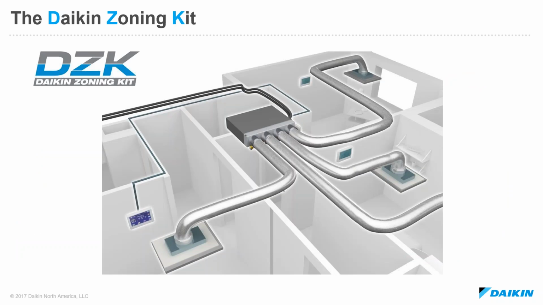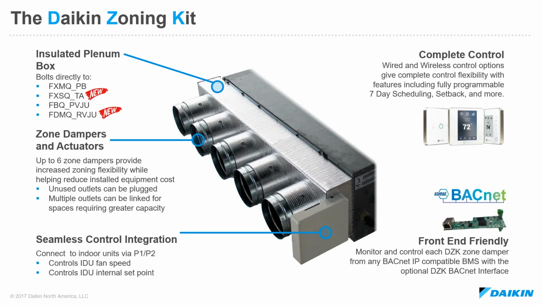So if you're not familiar with DZK, the DZK is a product that we've sold for several years that we position as the Daikin Zoning Kit. Essentially the idea is to attach a zone damper solution to an indoor unit in the VRV lineup, and now also the FDMQ indoor unit on the single and multi-zone systems, to give some zoning flexibility to a single indoor unit. As you see in the image here, each outlet from the DZK has its own thermostat, and it will modulate airflow to that zone accordingly.